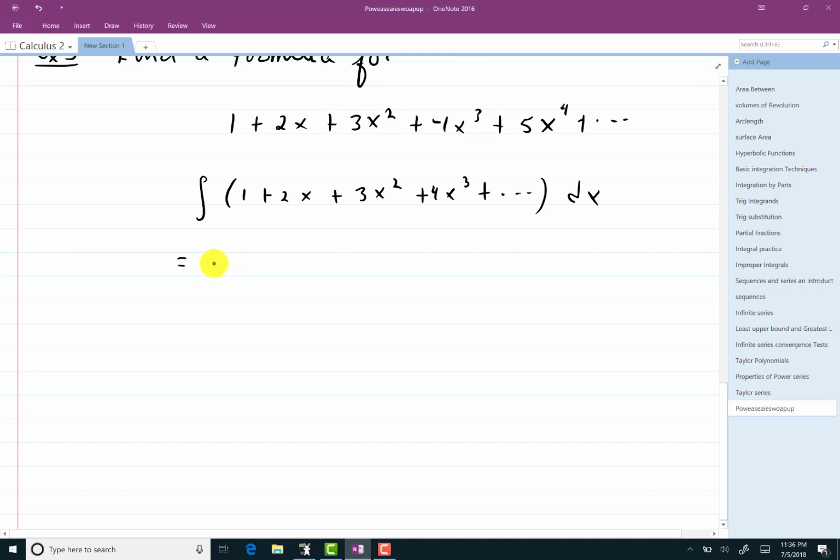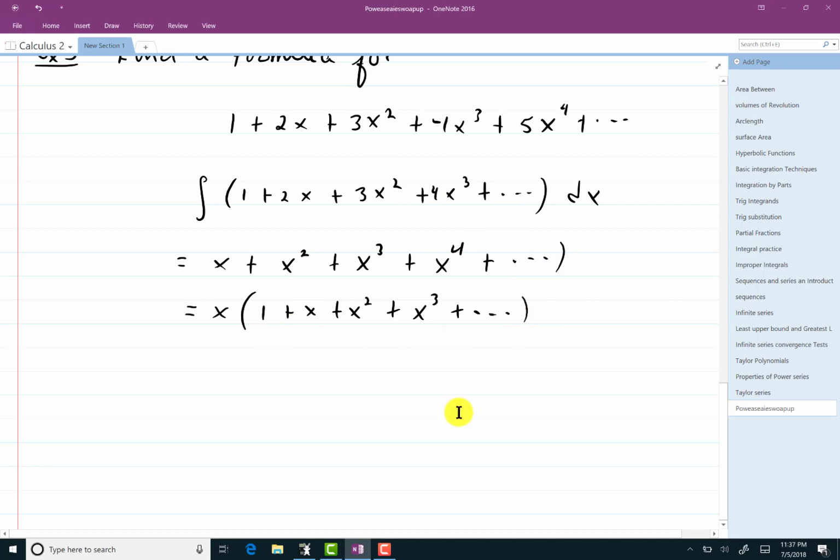What will this equal? x plus x squared over 2, we'll make that x squared, plus x cubed, plus x to the 4th, plus dot dot dot. It goes on forever and ever. Then, of course, I can factor out an x. And I'll get 1 plus x plus x squared plus x cubed plus dot dot dot. And this series, you should recognize, is the geometric series with base x.